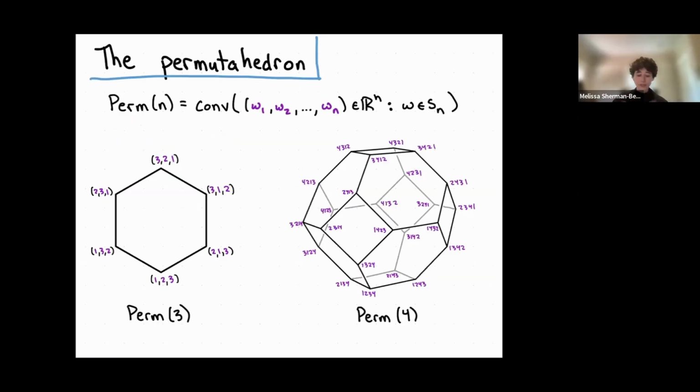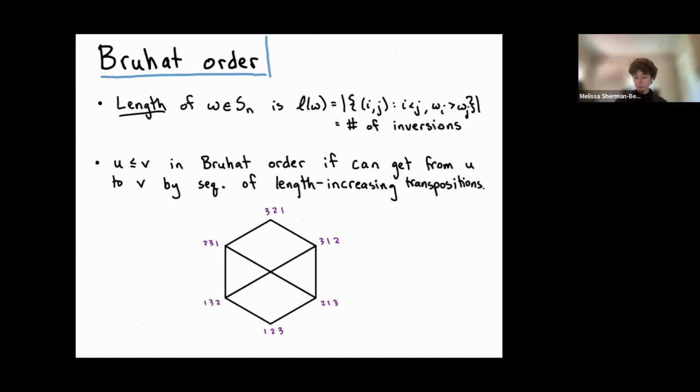Okay, so I'm going to be interested in some very nice decompositions of the permutahedron into some smaller polytopes. To define those smaller polytopes, we need to remember the Bruhat order. Permutations have a statistic called length, which is the number of inversions of the permutation, or the number of pairs of numbers you see out of order in the permutation. Using this, we can define the Bruhat order.